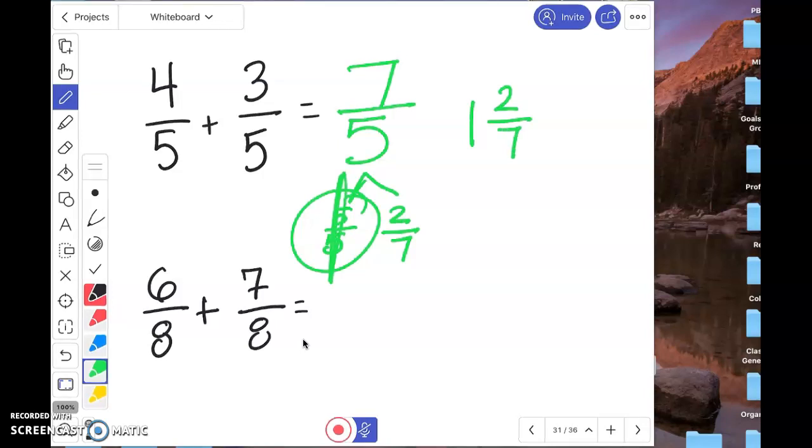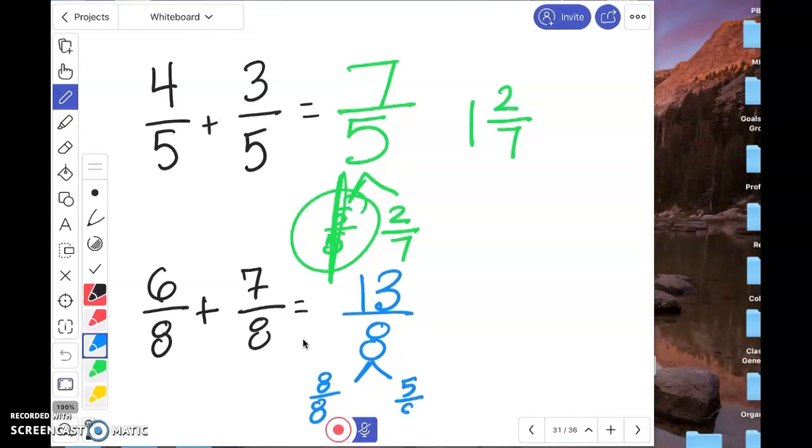Let's look at another one. Keep the denominator, work the numerator. Now, the numerator's greater, so I've got to decompose it. I'm taking out a whole, 8/8, because 8/8 is one whole, because the numerator and the denominator are the same. Okay, 8/8. What do I have left? If I take out 8, I'll have 5 left, because 8 and 5 are 13. So this is 1 and 5/8 is the final answer.